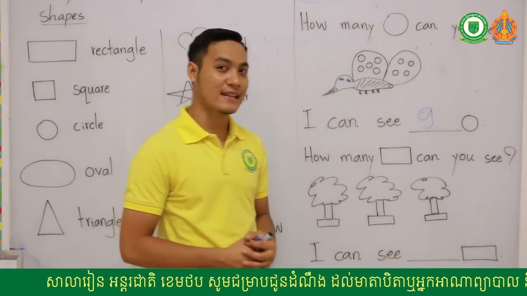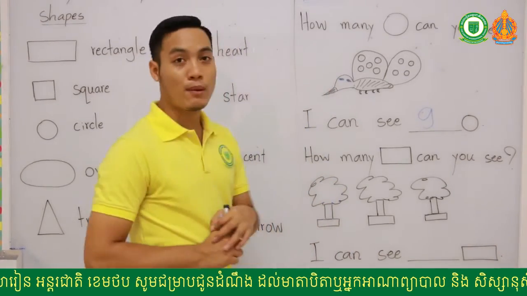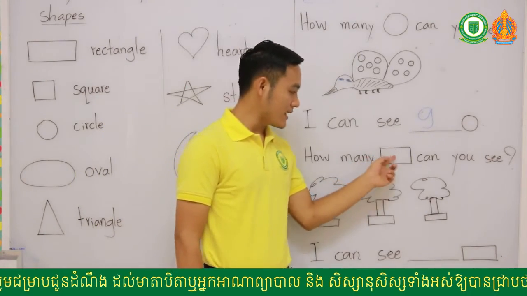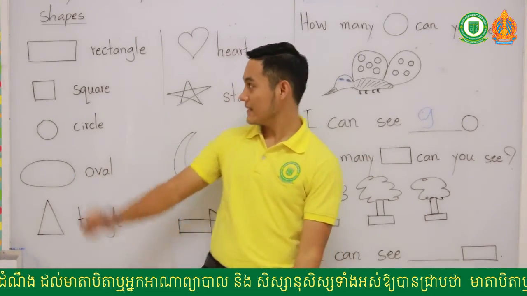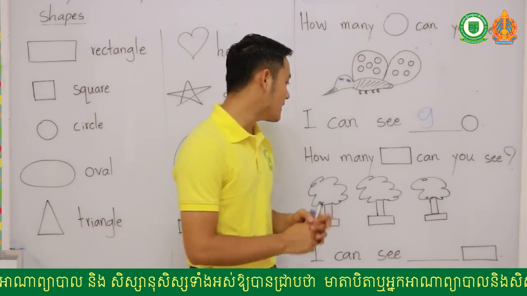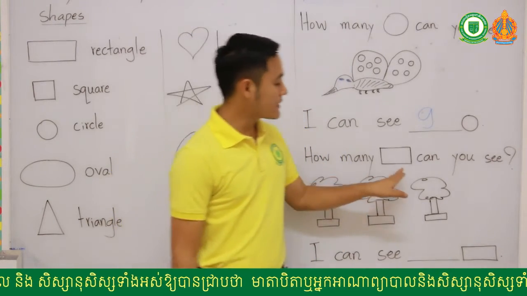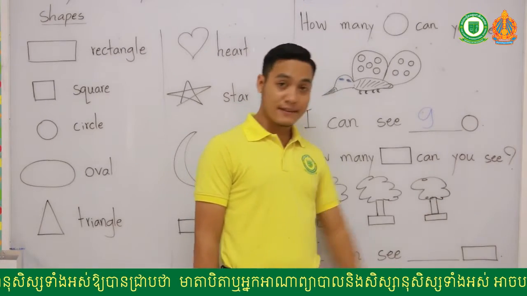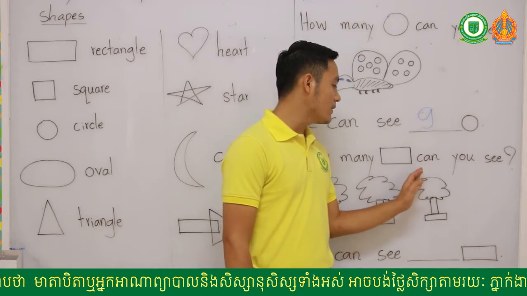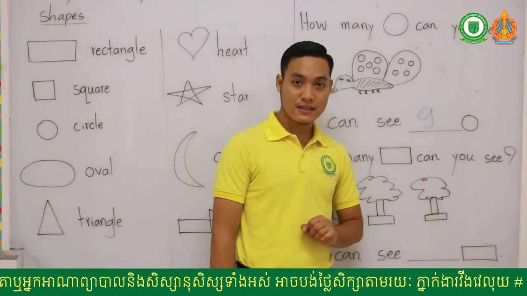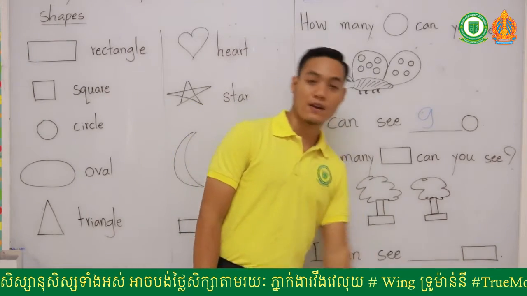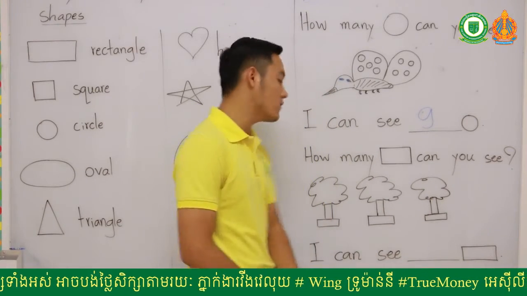Alright, you're right. Okay, now go to one more practice where we're going to find what's this? This one is rectangle. Okay, rectangle. So go together. How many rectangles can you see? Again, how many rectangles can you see? So the answer is I can see rectangles. But how many rectangles? Let's count together.